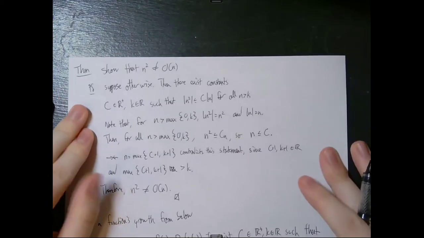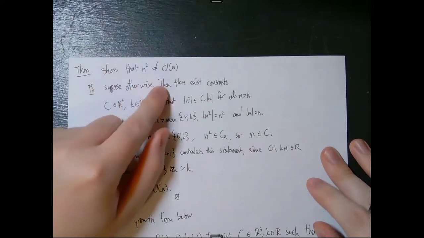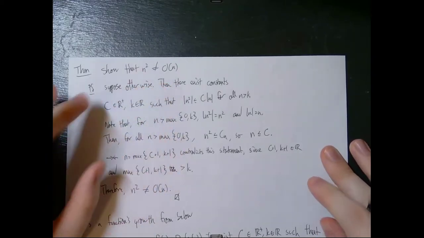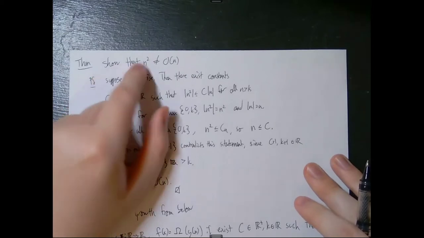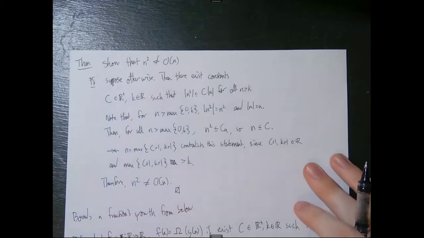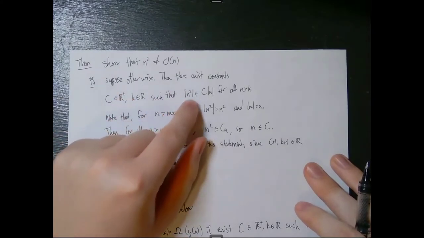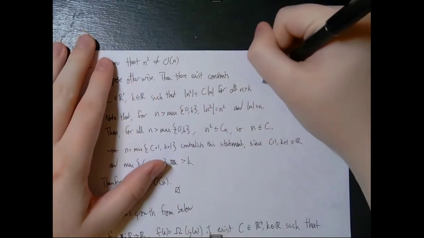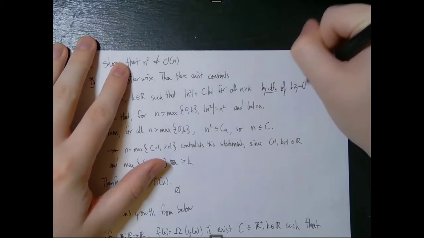Another thing I want to talk about is how we know when a function is not O of another function. So in this case, we're going to show that n squared is not O of n. And the way we're going to do that is we're going to do a proof by contradiction. So supposing that n squared is equal to O of n, then there must exist constants c and k such that the absolute value of n squared is less than or equal to c times the absolute value of n for all n greater than k, by definition of big O notation.